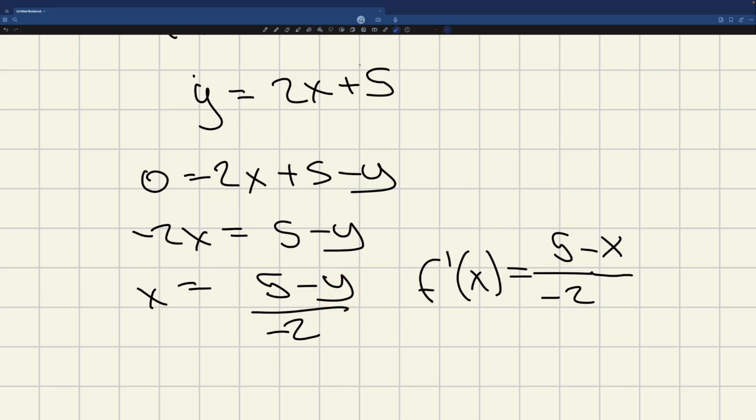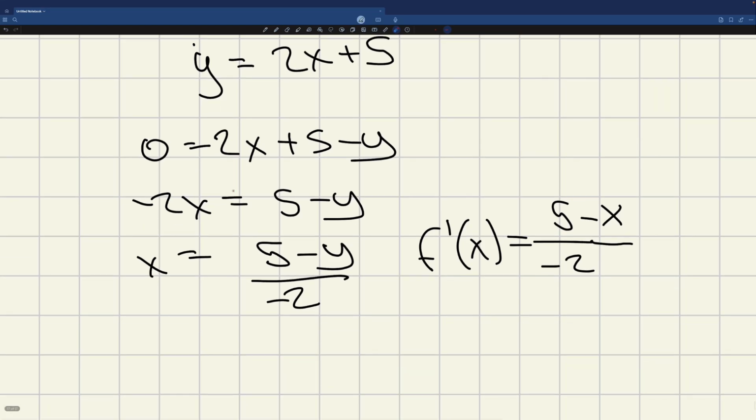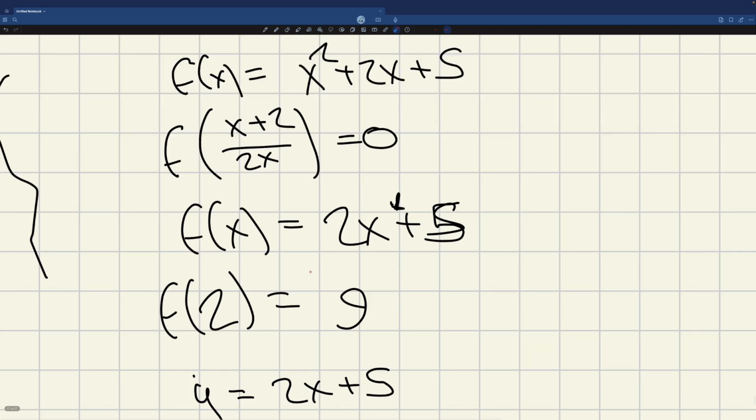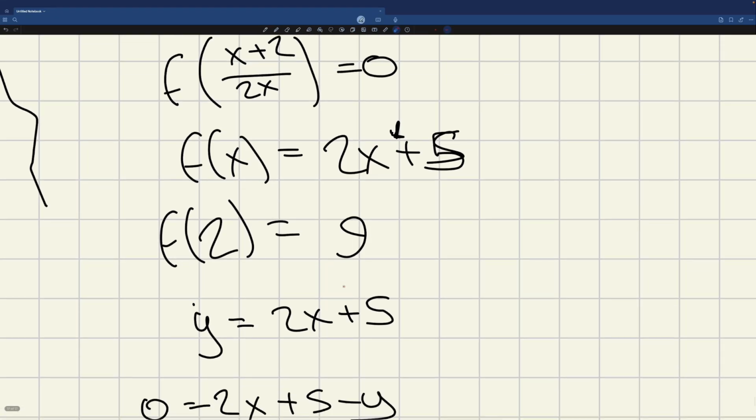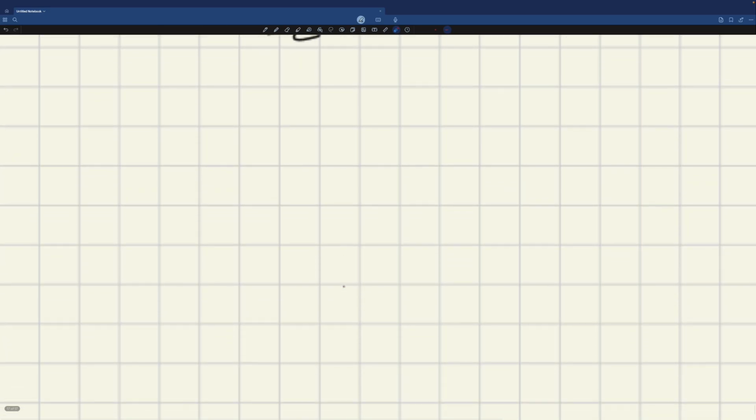And now let's just check whether this works or not. Let's take the value that I tested it with, the 9, and put 9 into here. What do we get? We get 5 minus 9, which is equal to negative 4. Negative 4 divided by negative 2 is equal to 2. Okay. Now let's put the 2 into the original function, f(x). We get 9. So this just proves that it works. Now let's look at an example that's slightly harder, and let's end the video there.